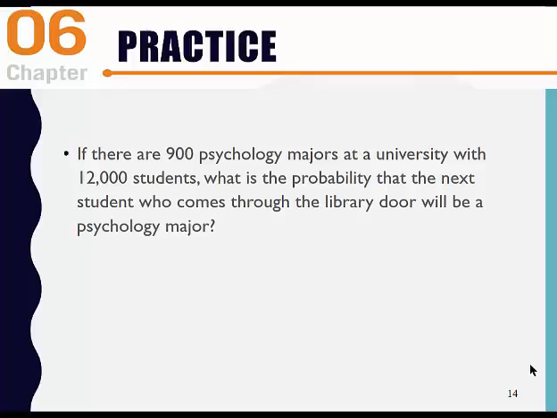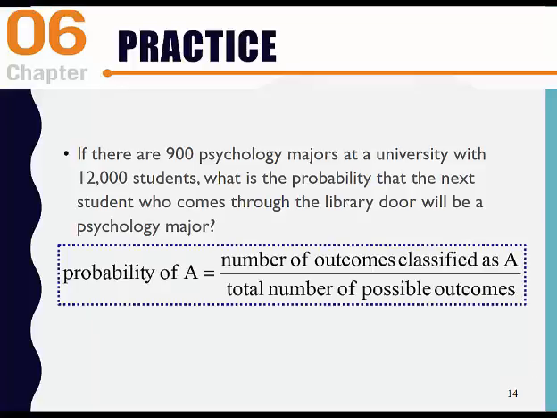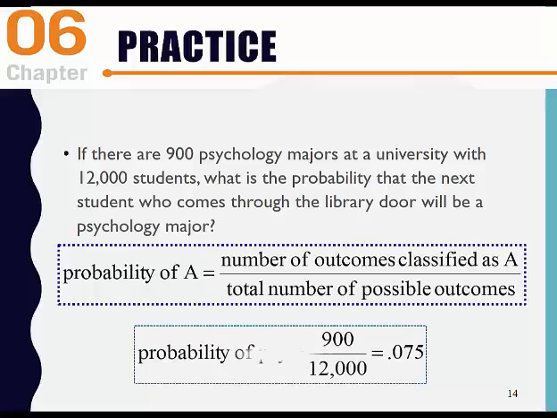If there are 900 psychology majors at a university with 12,000 students, what is the probability that the next student who comes through the library door will be a psychology major? Probability of A, so being a psychology major, is the number of outcomes classified as A over the total number of possible outcomes. So that just means the probability of being a psychology major is the 900 majors that are actually at this university over 12,000 total students. So the probability is 0.075.